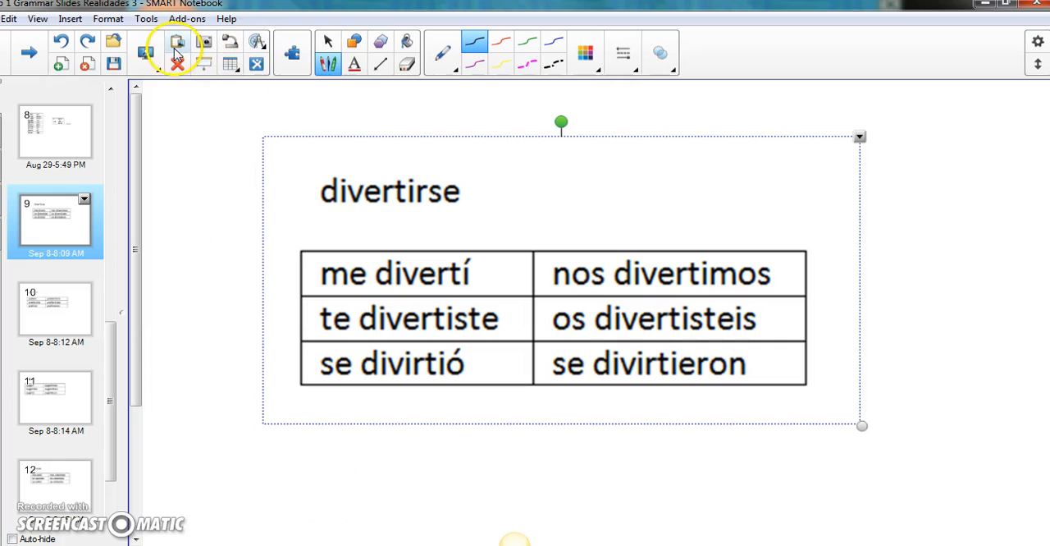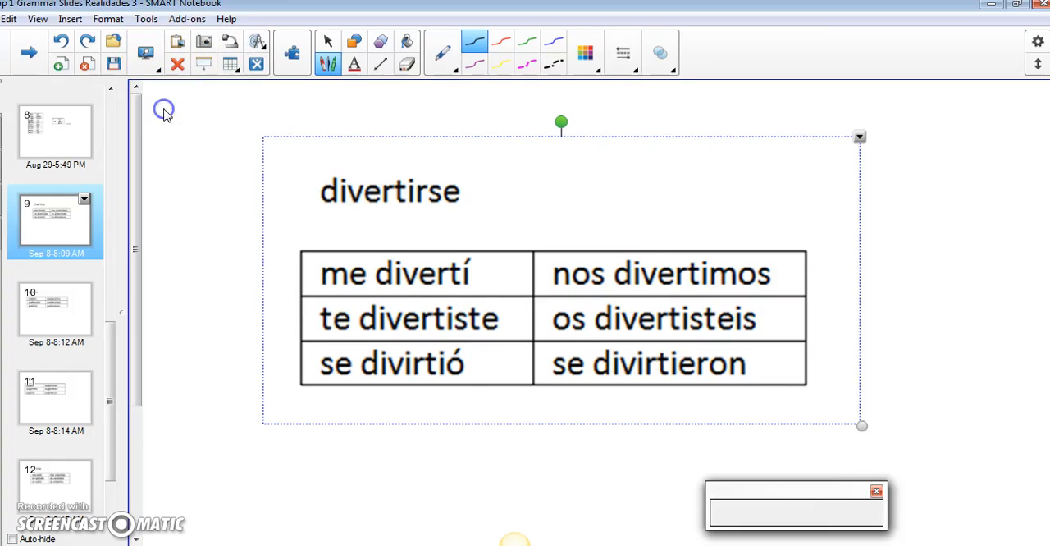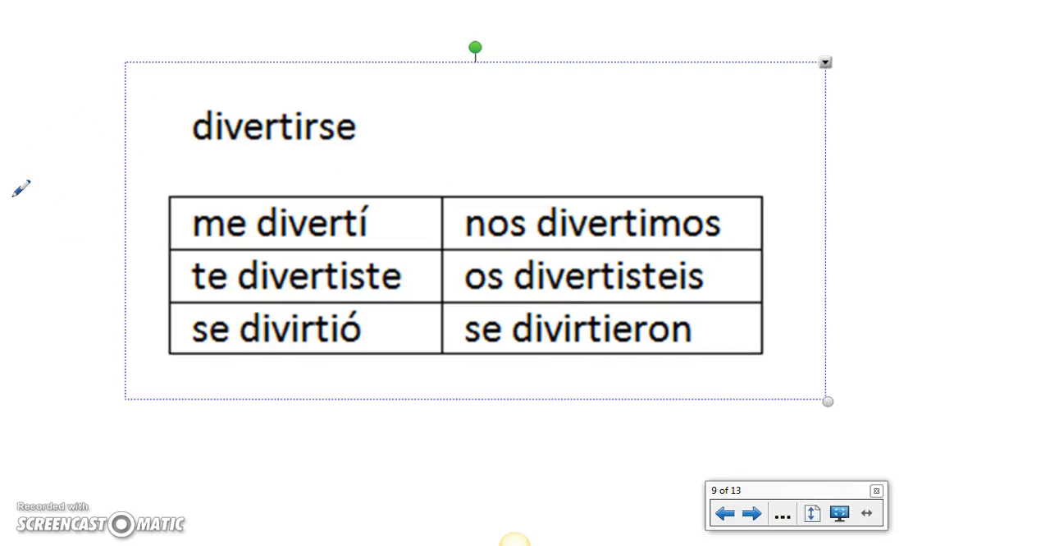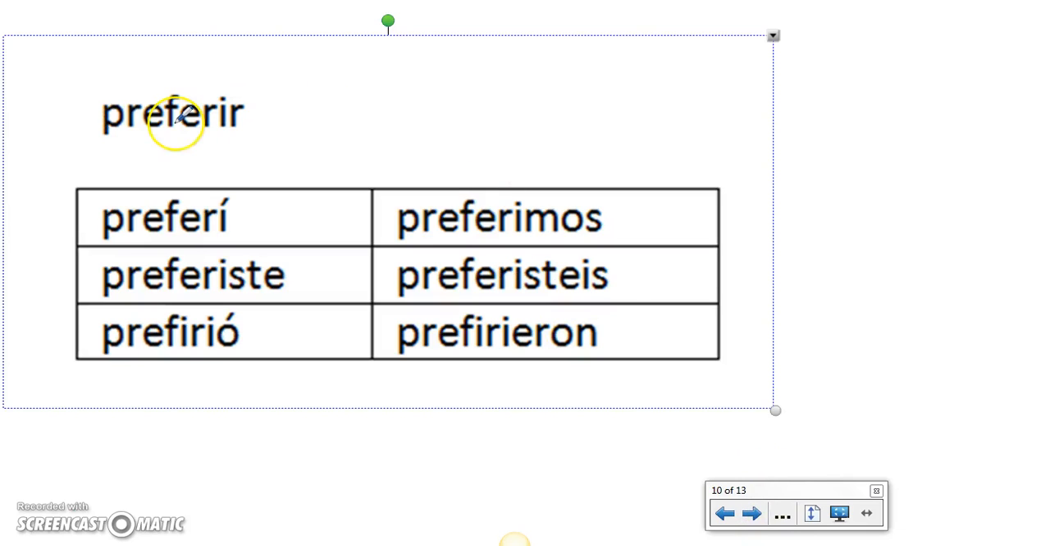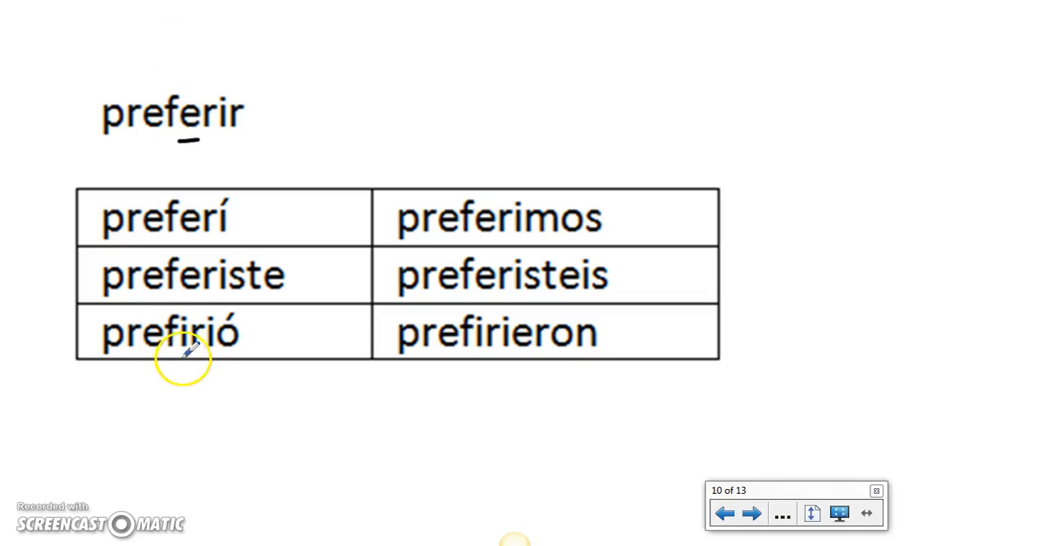Here's divertirse. Me divertí, te divertiste, se divirtió, nos divertimos, os divertisteis, se divirtieron. So we're looking at this e going to an i just in the bottom two. Preferir: preferí, preferiste, prefirió, preferimos, preferistes, prefirieron. And again, the e, and by the way it's the second e, goes to an i just in the bottom two.